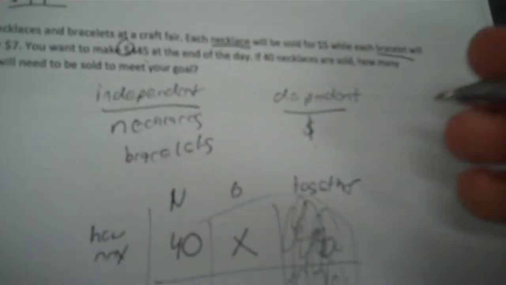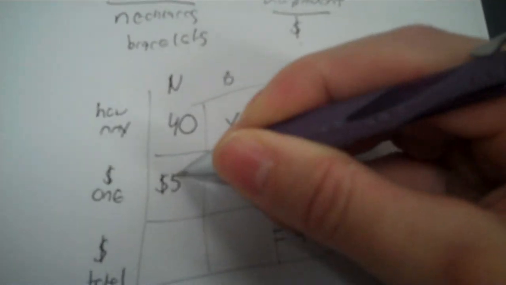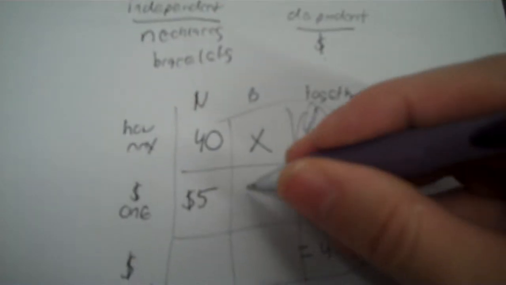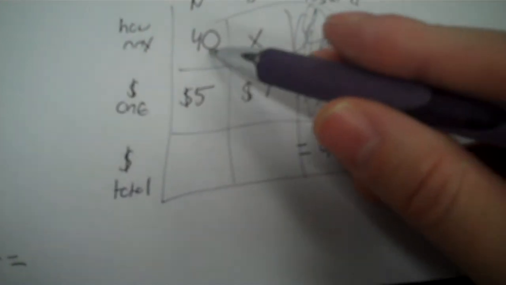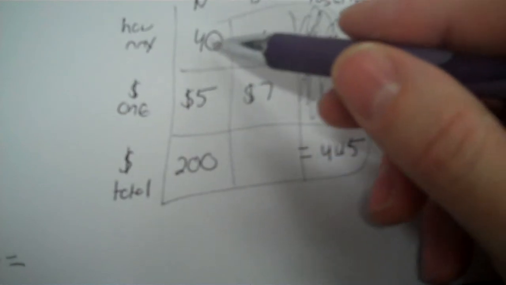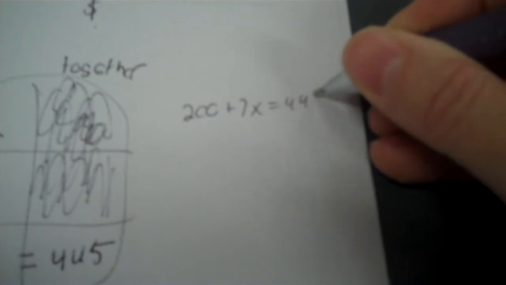Okay, the cost for one necklace, you got $5. The cost for one bracelet is $7. Now I can have an equation here. 40 times 5 is 200, because you bought 40 necklaces for $5 for one of them, so you multiply. And then I don't know the X, so that's 7X. So my equation is 200 plus 7X equals 445.